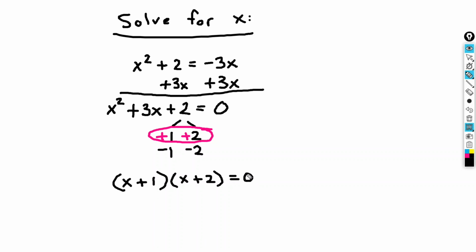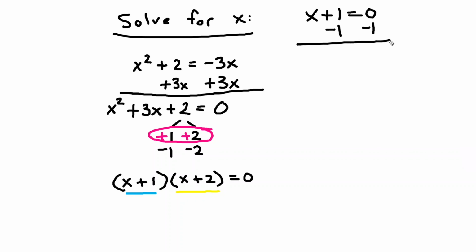Now, again, we're going to use the zero product property. So if x plus 1 is equal to 0, 0 times whatever x plus 2 is will be 0. Likewise, if x plus 2 is 0, whatever x plus 1 is times 0 will also equal 0. Okay, so I'm going to set x plus 1 equal to 0, and I'm going to subtract 1 from both sides. And I'm going to get x equals -1.